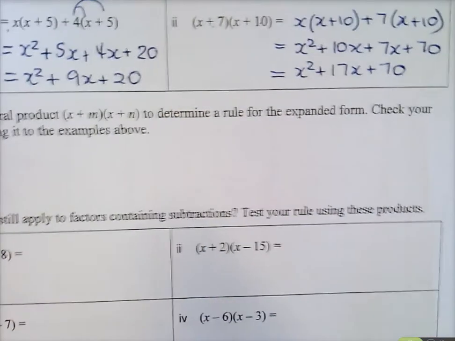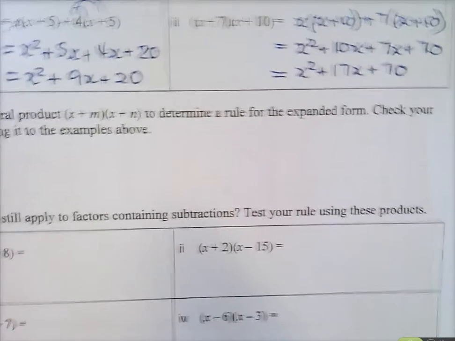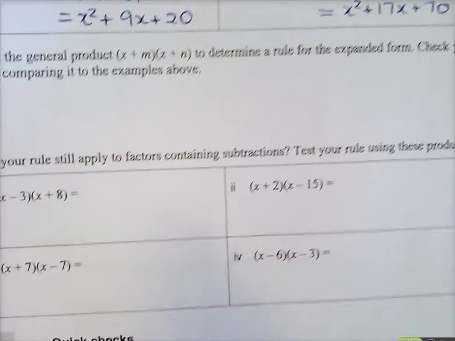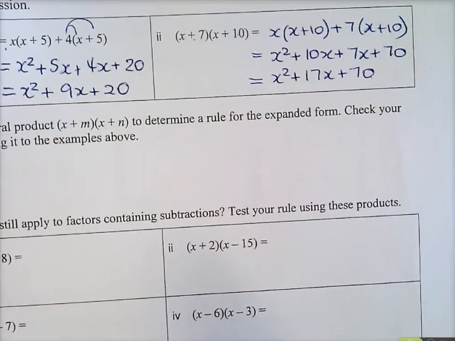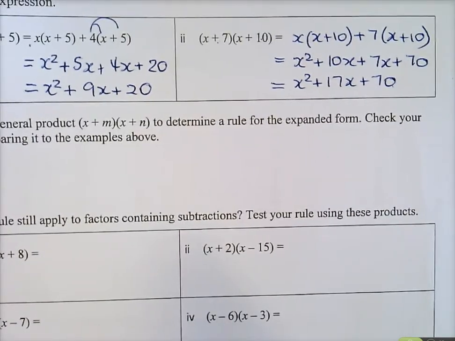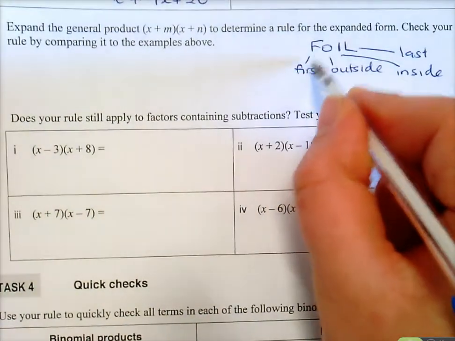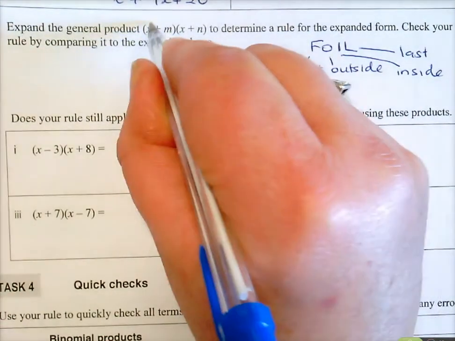All right, now, I don't want to do it that long way anymore. I mean, we can, but I don't want to. So what we're going to do, we're going to do the FOIL method. Who knows FOIL? FOIL. First, outside, inside, last. Some people use something called the FOIL method. So, F is for FOIL. F is for first. What's the first times the first here?